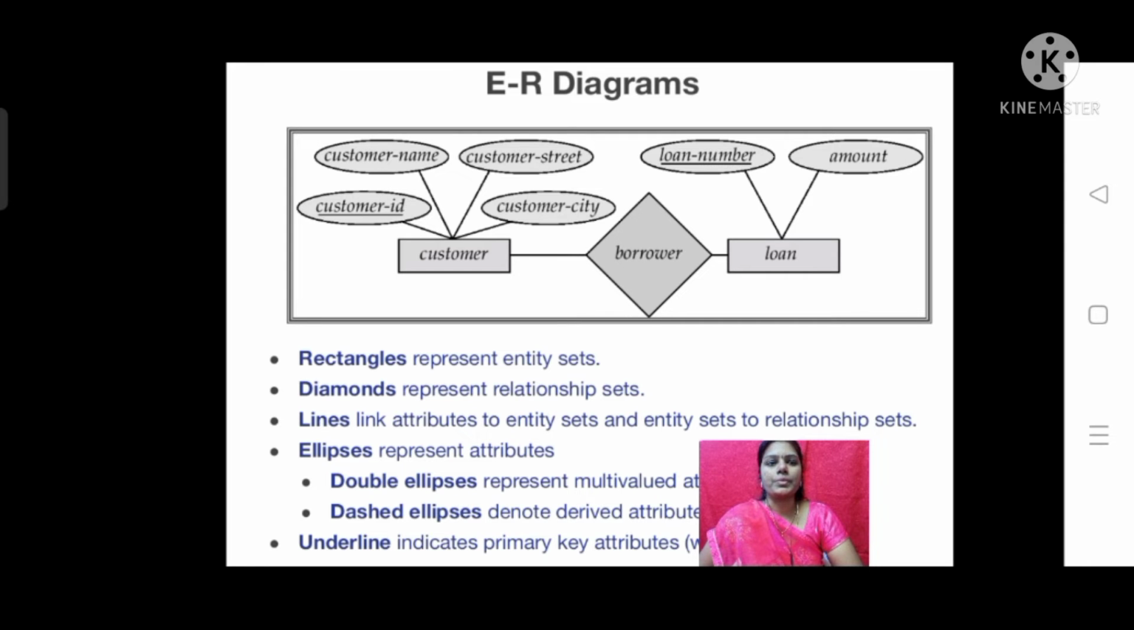What is a double ellipse? It represents a multivalued attribute, and a dashed ellipse denotes the derived attributes. These two we can see in the next slide. The underline indicates the primary key of the attribute. Here the customer ID is the primary key. The primary key is used to identify each row of a table. By means of the customer ID, I can fetch the data of a single row of a table.